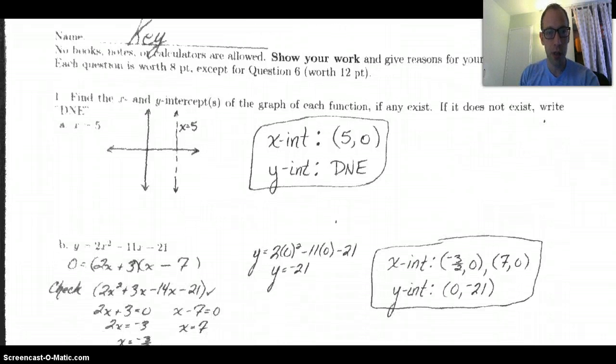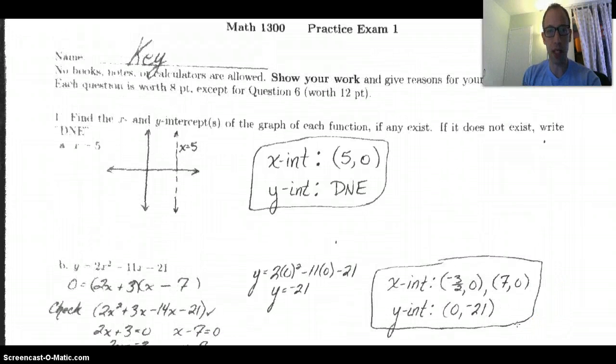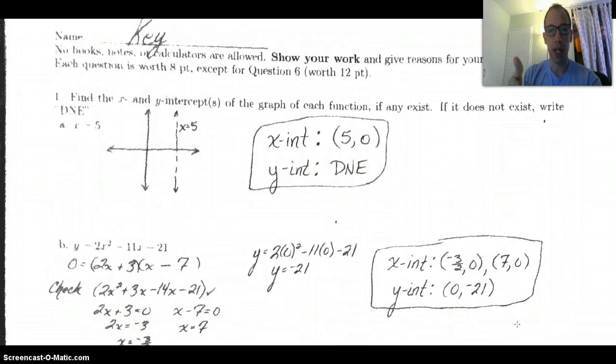So the first one, we're just finding intercepts, and the thing to remember is an intercept is on one of the two axes. So if it's on the x-axis, then we want y to be 0. In other words, we're not going up or down. So for finding the y-intercept of any of these, we're going to set the x equal to 0. Finding the x-intercept, we'll set the y equal to 0.